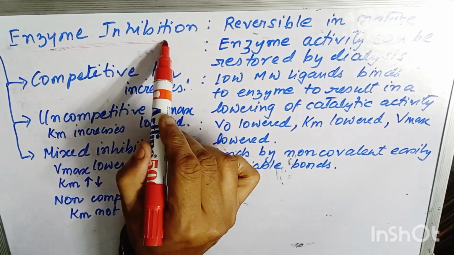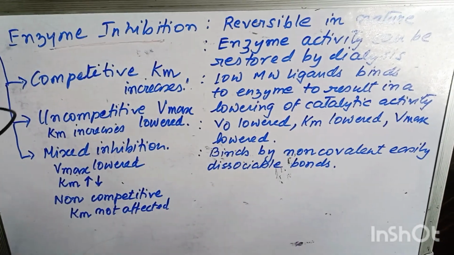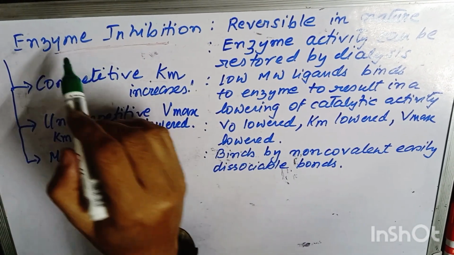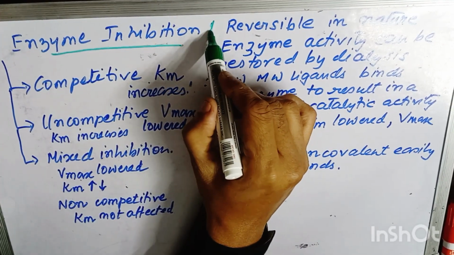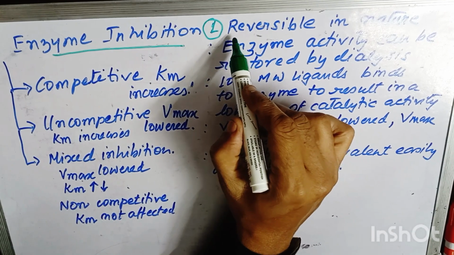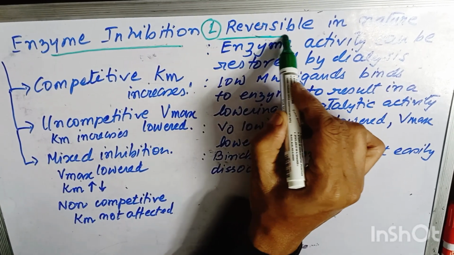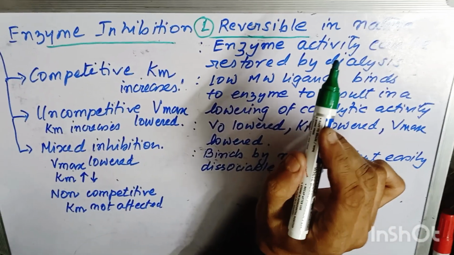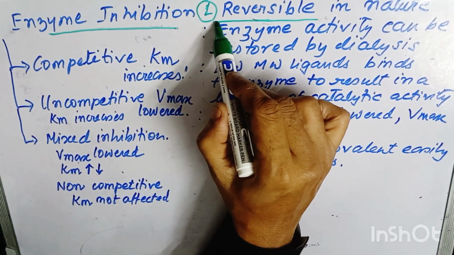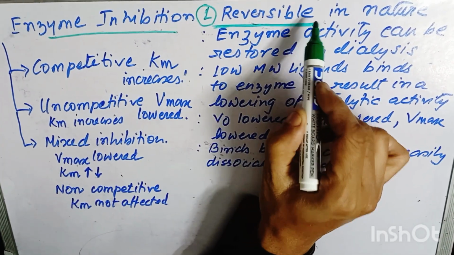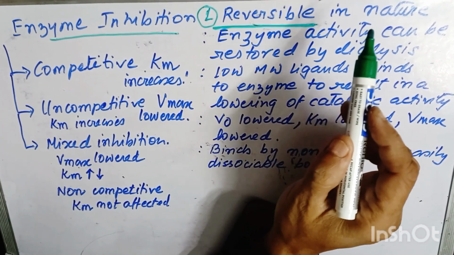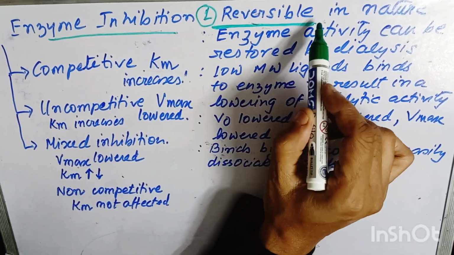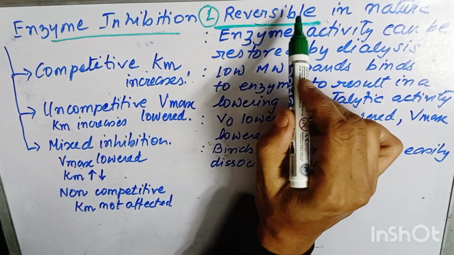Now this is the process of enzyme inhibition. Let's jot down these properties one by one. This is the first property of enzyme inhibition: the inhibitor binds to the enzyme and inhibits it, but it can also dissociate from the enzyme. So it's a kind of reversible reaction. It can bind, as well as dissociate when required. This inhibition is reversible in nature.